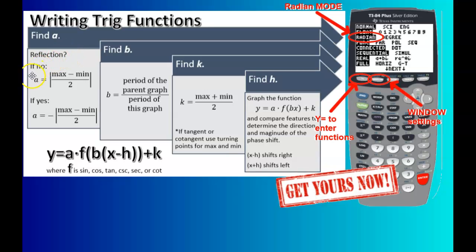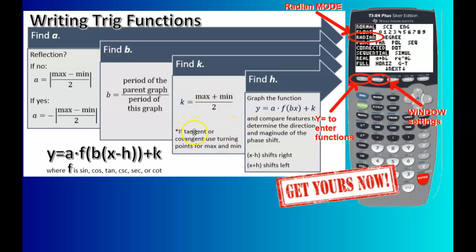If no, then to find a, you take the absolute value of the distance between the extrema divided by 2. And if there has been a reflection in the x-axis, then you take that same amplitude and make it negative for the a in your transformation form. Then we identify the b value by taking the period of the parent graph and dividing it by the period of the graph that we're given. To find the k, we're going to find the average of the extrema, which is that midline. So we add the max and min and divide by 2.